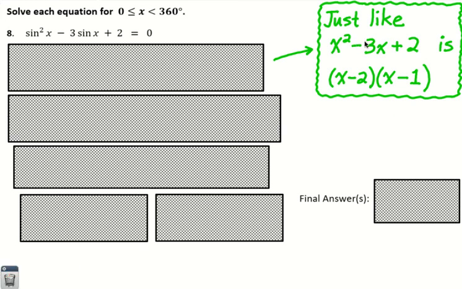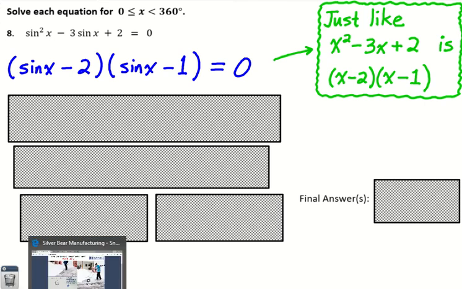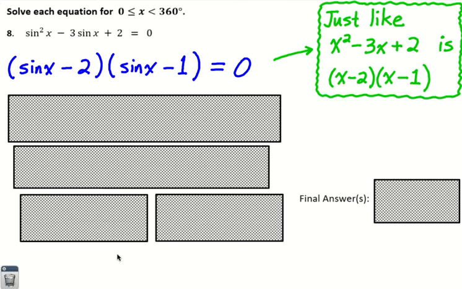Like back from your Algebra 2 days, x squared minus 3x plus 2. And if you were to factor this, you get that. So it's like we leave it equal to 0 and we look to factor. So we factor this just like we factor this. Let me get that. So let that sink in for a second.